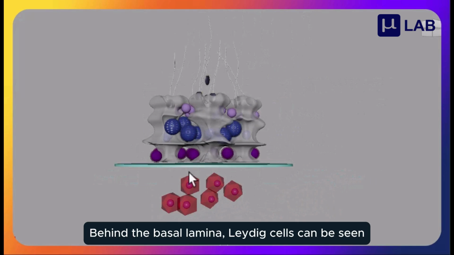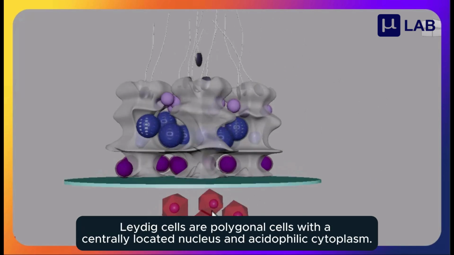Behind the basal lamina, Leydig cells can be seen. Leydig cells are polygonal cells with a centrally located nucleus and acidophilic cytoplasm.